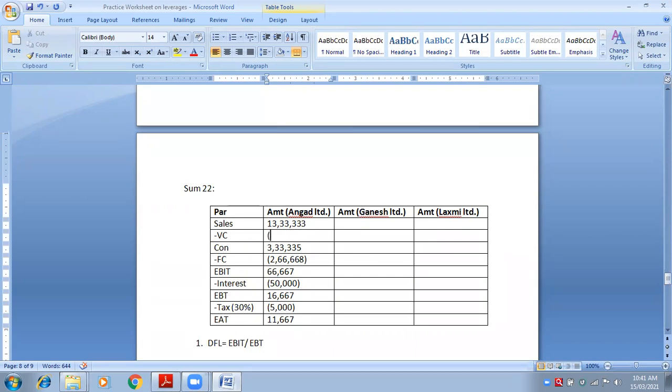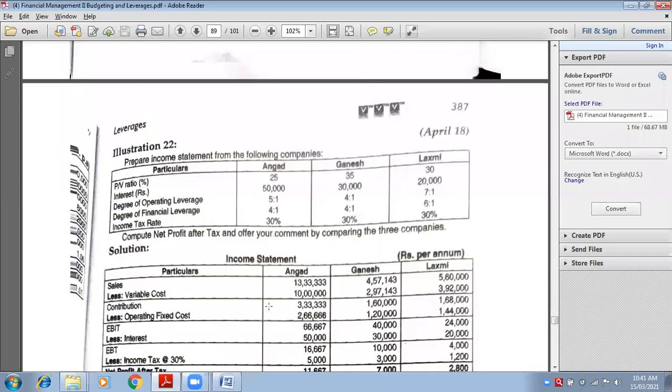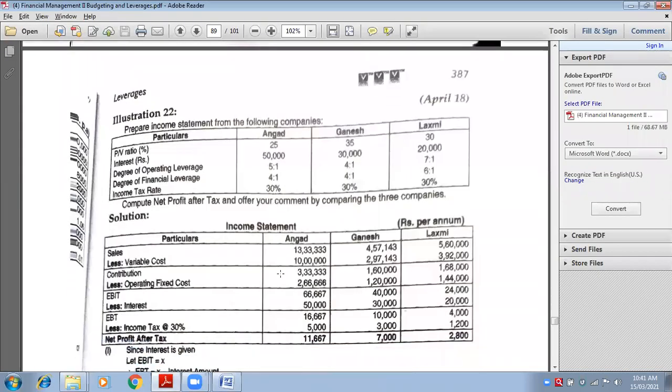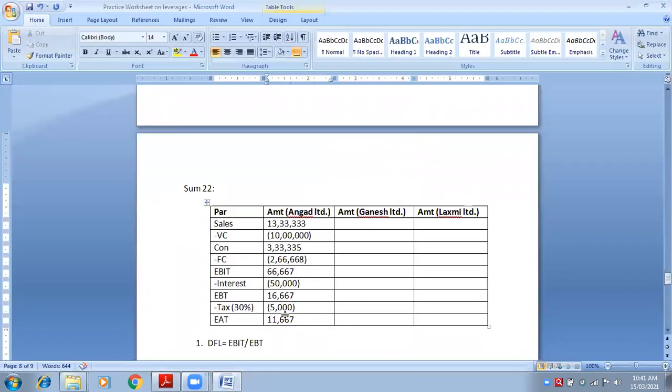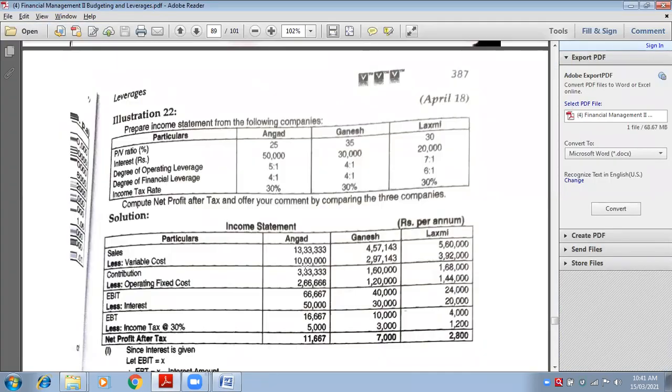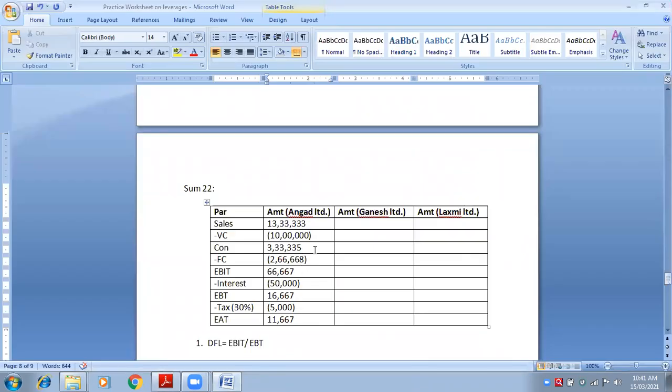Yes, come on, tell me quickly. Ma'am, 10 lakhs. Okay. See, you can check in the solution part. Variable cost is 10 lakhs. Is it there? Yes, ma'am. Okay. So now, did you understand this much?